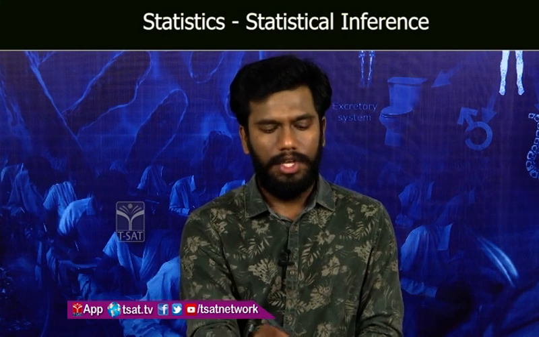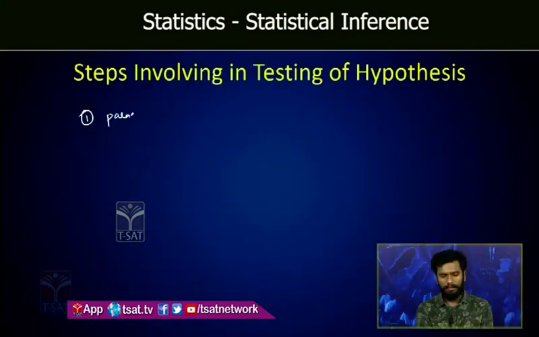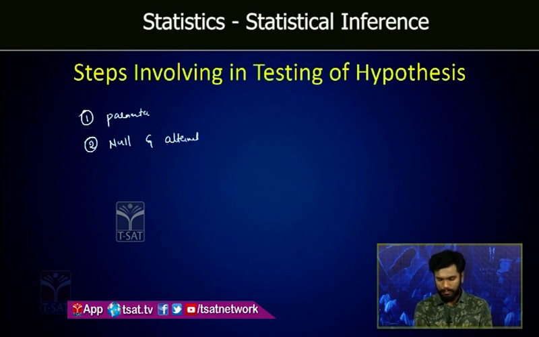The first step is you have to be specific about the parameter which we are testing. You have to be very specific about the parameter which you are testing. The second step is you have to write the null and alternative hypothesis.